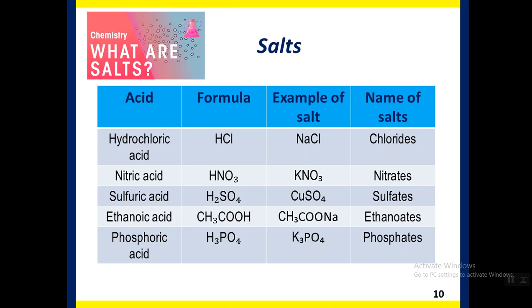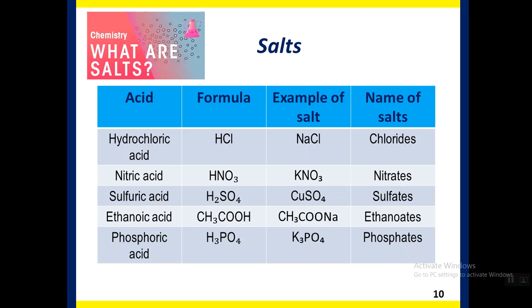With that we will move to the next subtopic, about salts. So what are salts? In general, when an acid and a base react, a salt is produced, when a metallic ion or an ammonium ion replaces one or more hydrogen ions in an acid, right? So in the table I have given you some examples of acids, their formulae, and examples of salts and names of the salts.